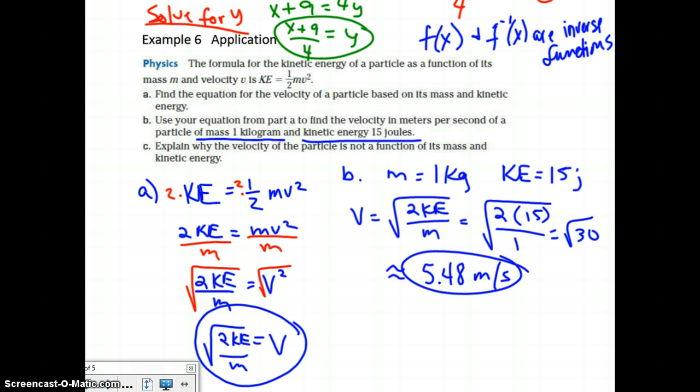Part C just asks us why the velocity of the particles is not a function of its mass and kinetic energy. And just like we did with the composite functions, if we put the kinetic energy function into the velocity function and vice versa, what we find is that they don't equal the same thing, so they're not inverse functions.